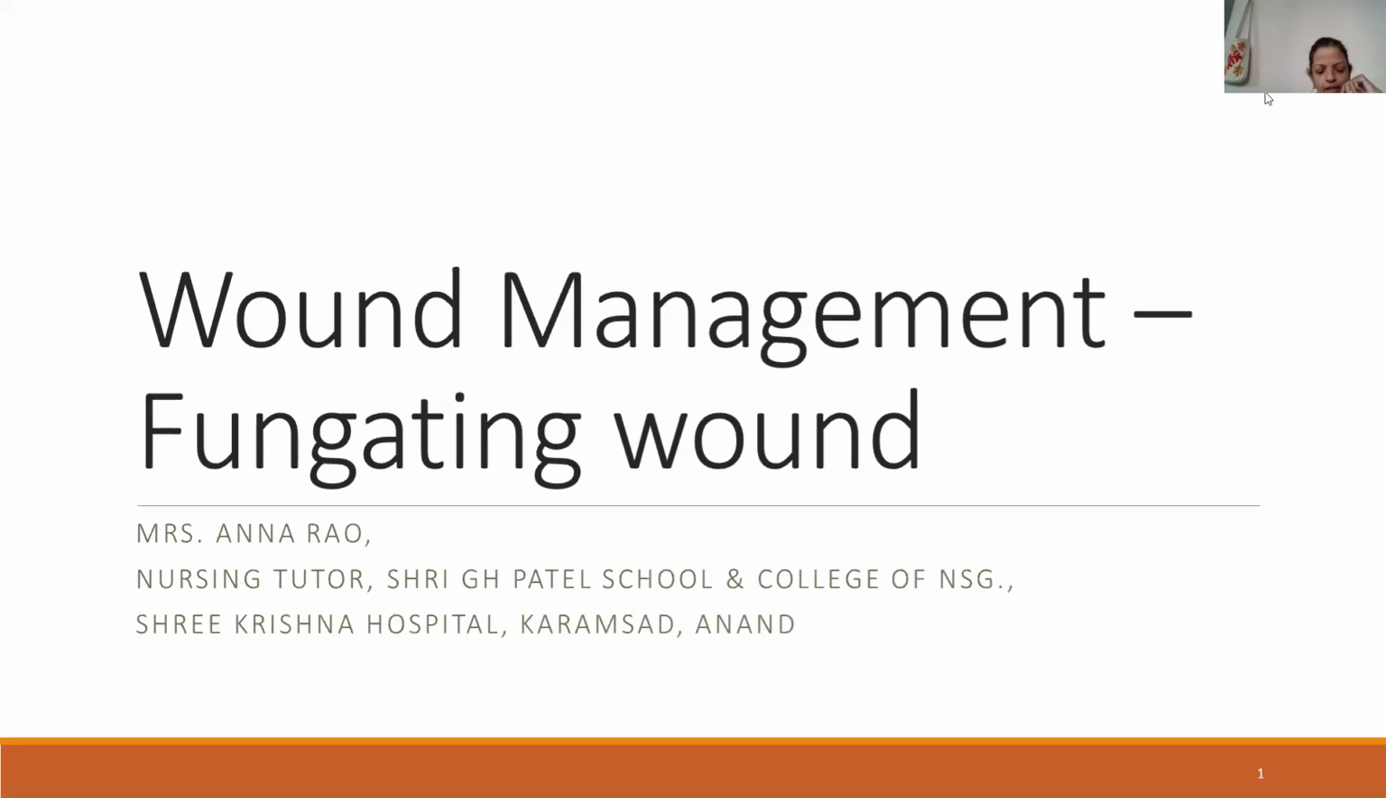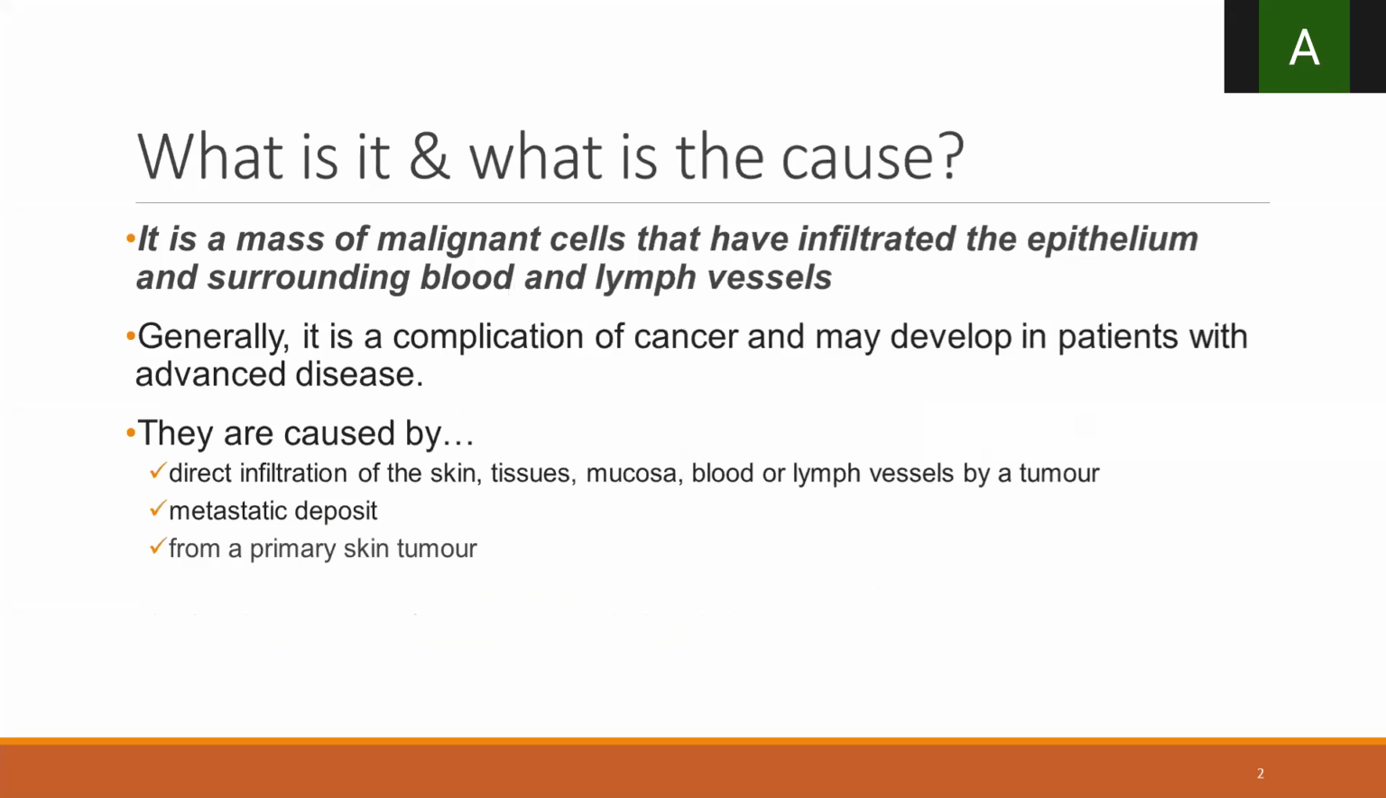So fungating wounds we mainly see in advanced cancer patients. Okay, so let us first see the definition. Next slide, please. So the definition goes like this: it is a mass of malignant cells that have infiltrated the epithelial tissues of the skin and the surrounding blood and lymph vessels.